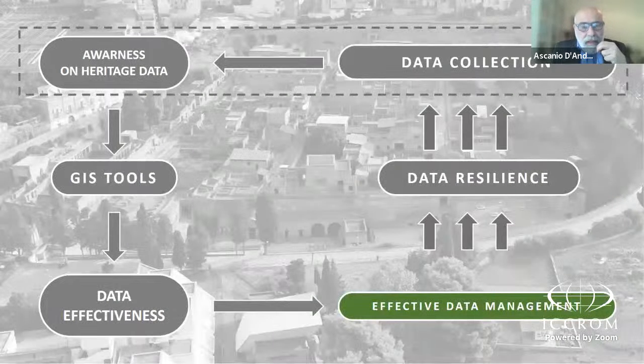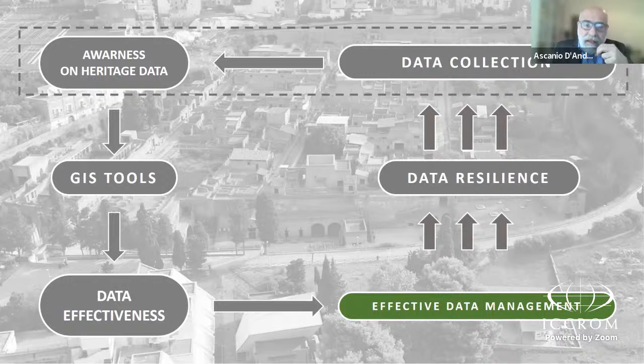So to sum up, from a data collection activity, a data collection project, the main goal is to create awareness about this heritage data, providing these GIS tools or web applications to create the effectiveness of this data, to reuse this information and create new information, new data. So effective data management will bring us to data resilience. We can explain data resilience as data maintenance for a long-term project. That is very important to keep in mind if we consider the next generation, they are going to use this information that we are going to provide.